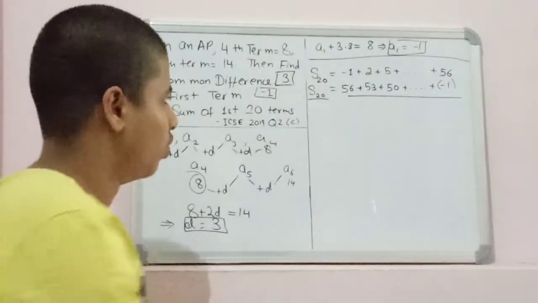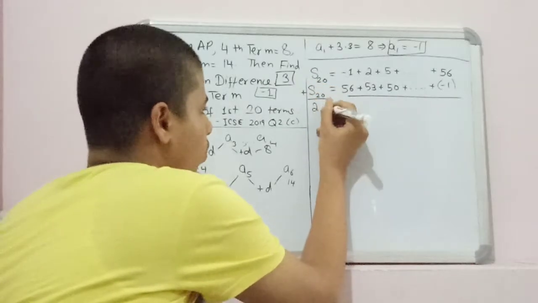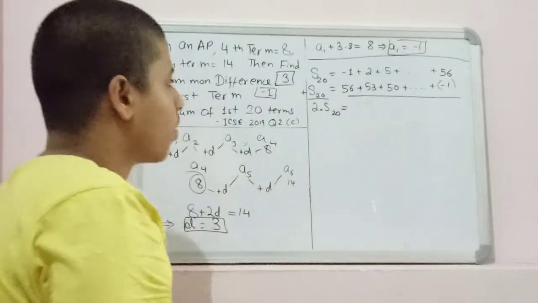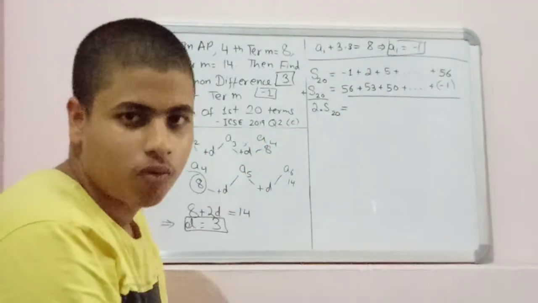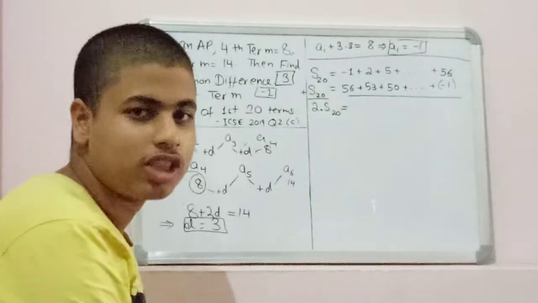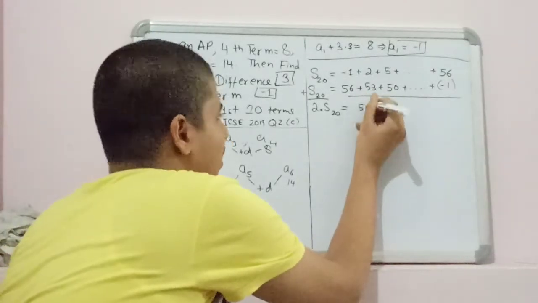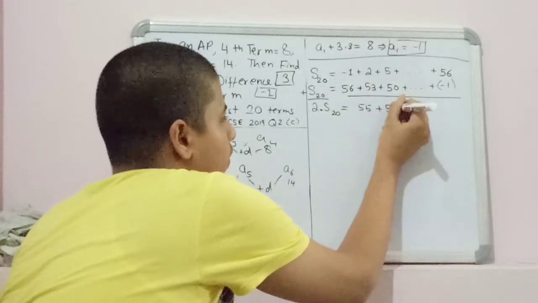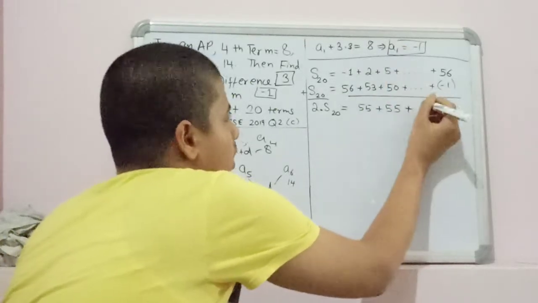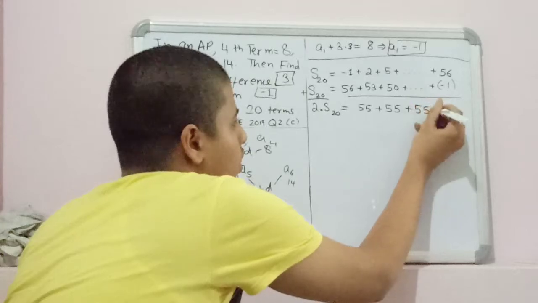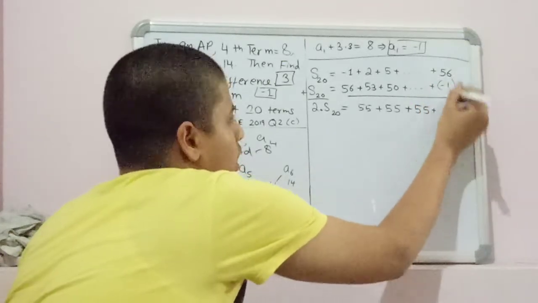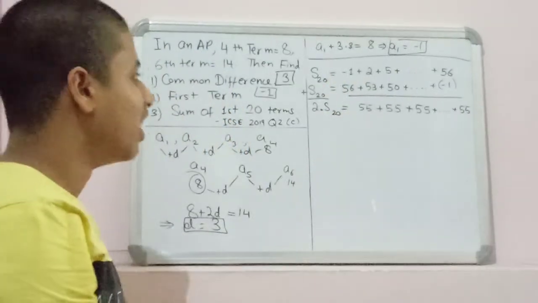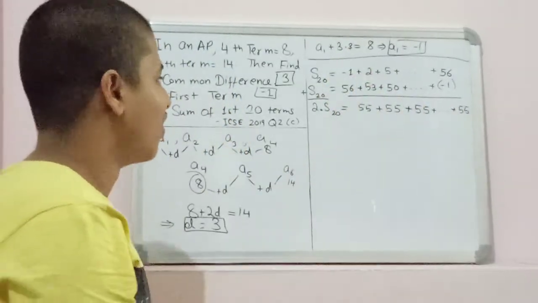Now, magic. We are going to add these. 2 times whatever I want to find, S20, is 56 plus negative 1. What's that? That's 55. That's the same thing as 56 minus 1. So 53 plus 2 is 55. 50 plus 5 is 55. Dot dot dot. The last term is 55. Did you see that? Okay. Every term is the same now.